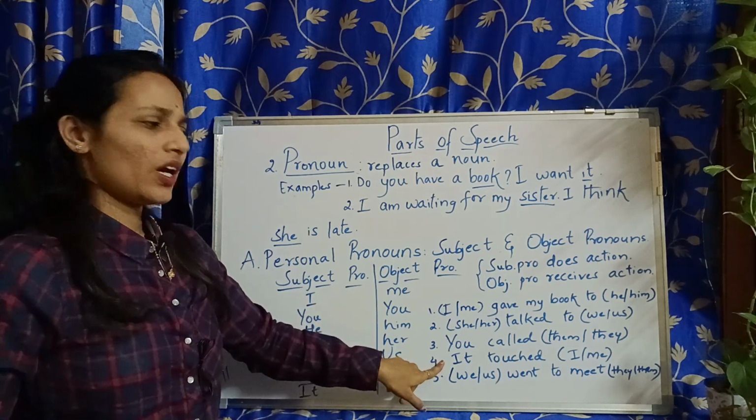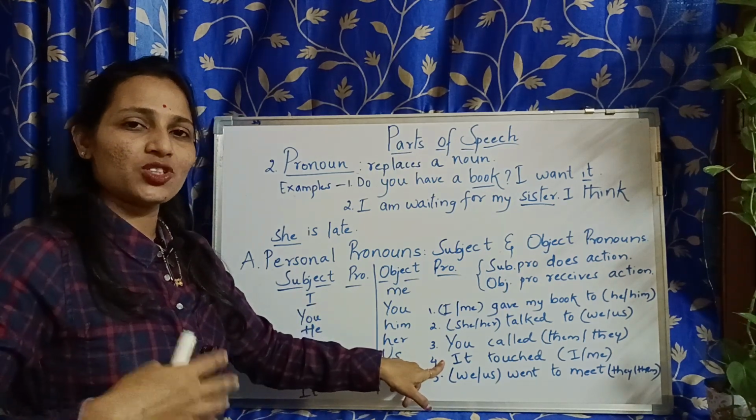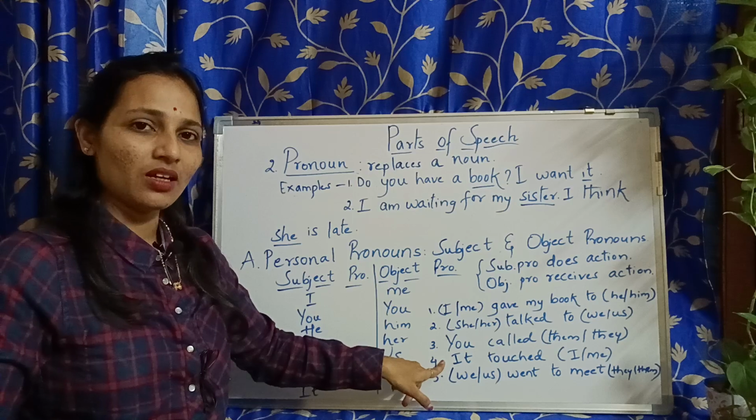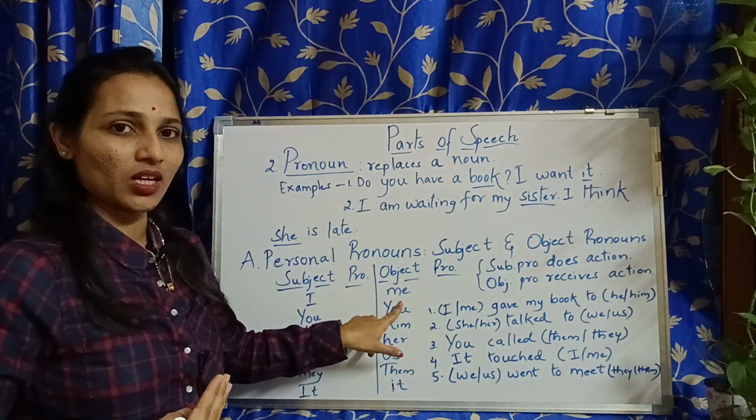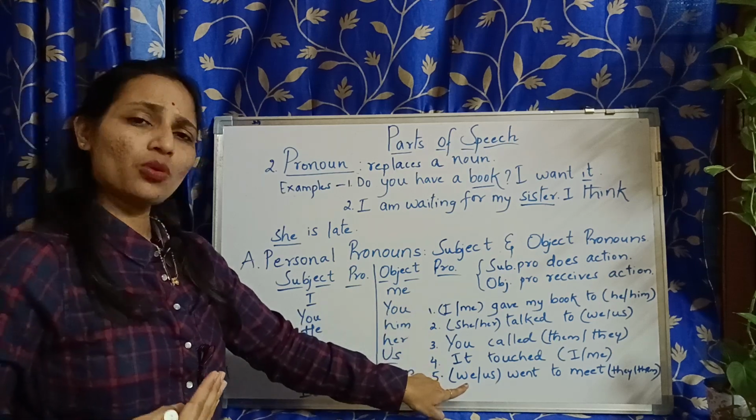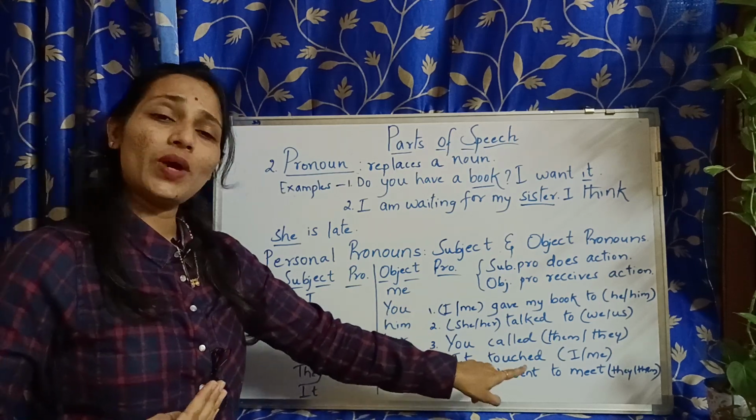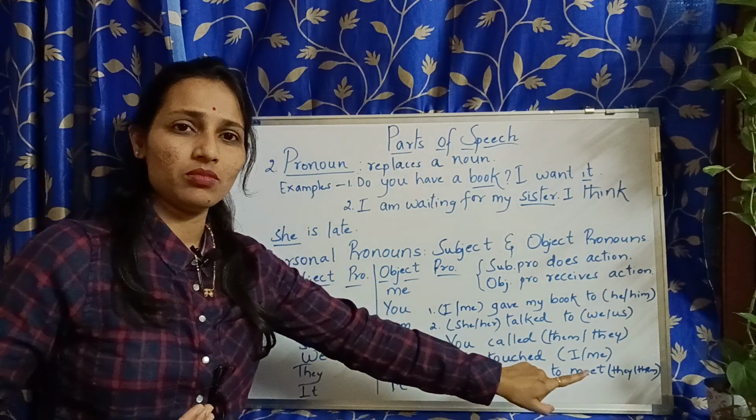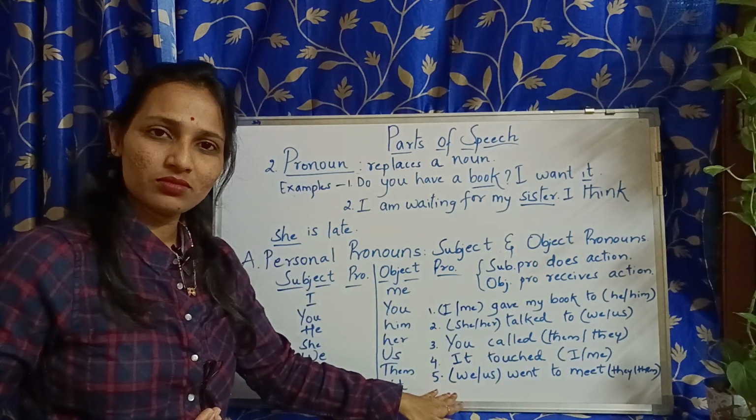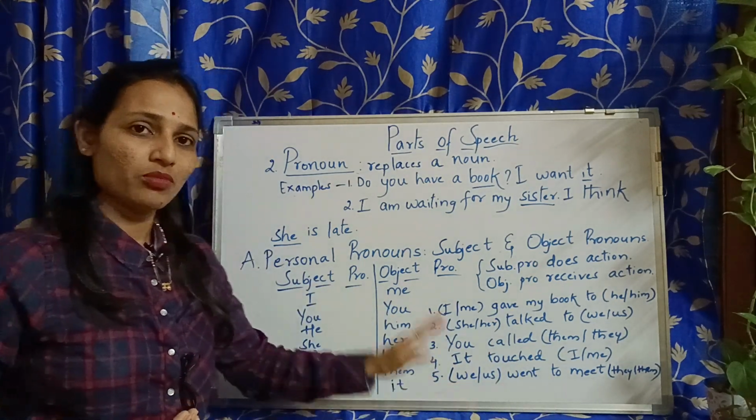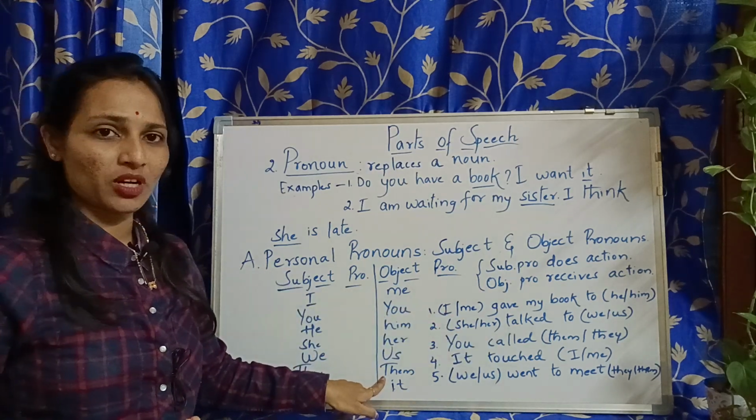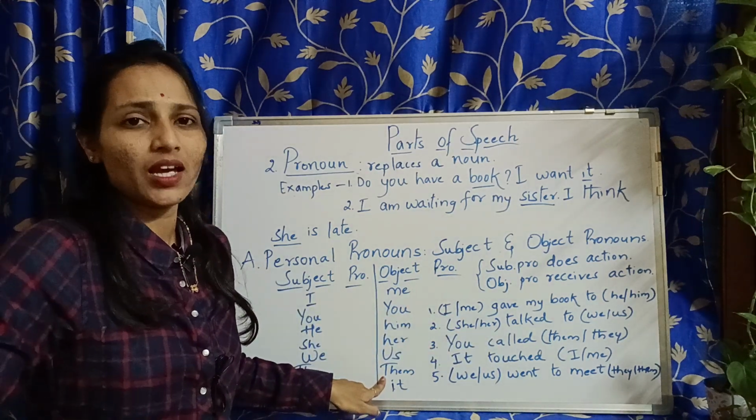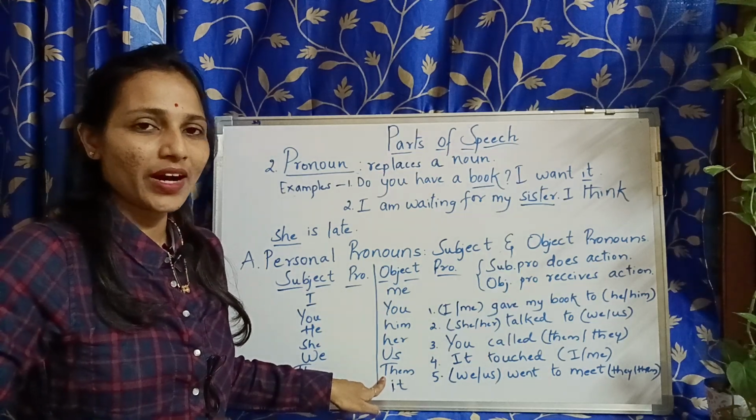Then, it touched I or it touched me. It touched me because me is receiving an action. It's an object pronoun. Then, we or us went to meet they or them. We went to meet them. Yes, we went to meet them. We is a subject pronoun. Them is an object pronoun. You can't say we went to meet they. It doesn't sound right at all.